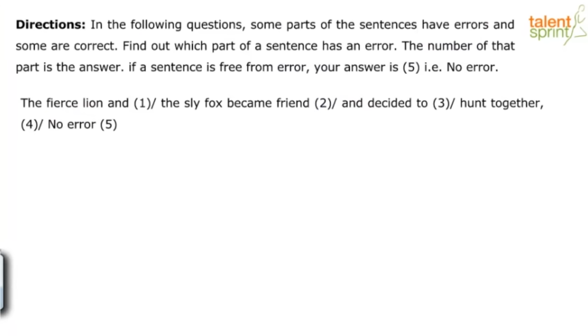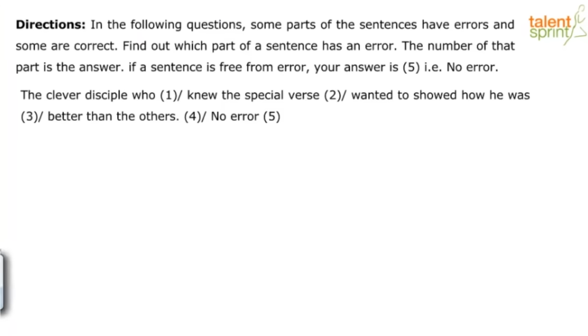Let's move on to the next one. Clever disciple who knew the special verse. As soon as you read the question again, you know that the error is in part 3, where I don't need the past tense verb here. The clever disciple who knew the special verse wanted to show. I need the infinitive, to show. Of course, when I have the infinitive, it always takes up the base verb and not the third verb. Verb 1 and not verb 3.